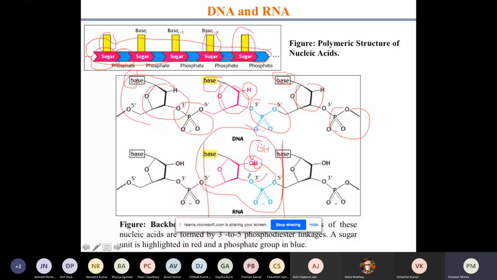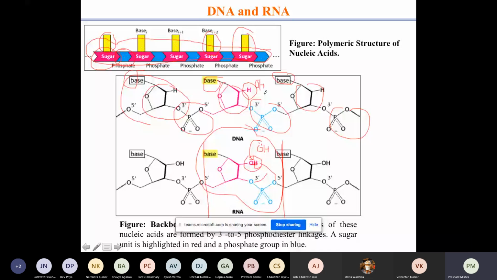Whereas here, if I have a hydroxyl group, it does not attack on the hydrogen because there is nothing, it cannot cleave. So it becomes resistant. And that is why DNA is more stable in an alkaline environment.